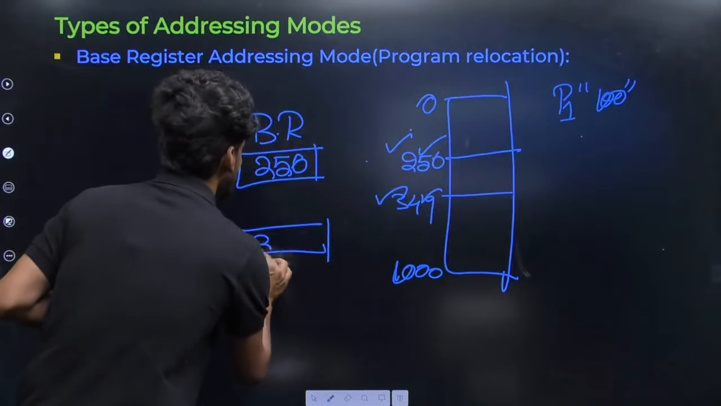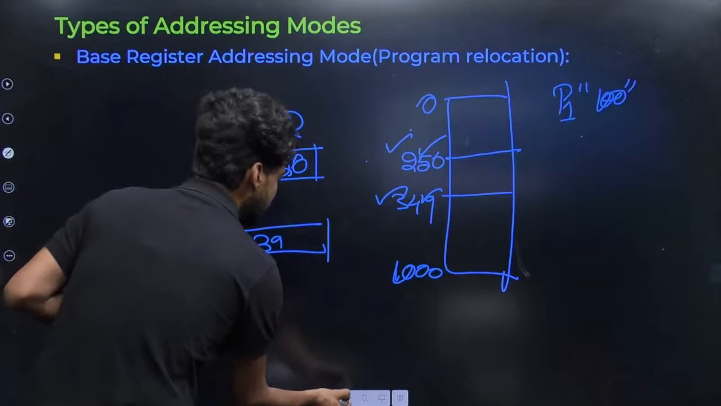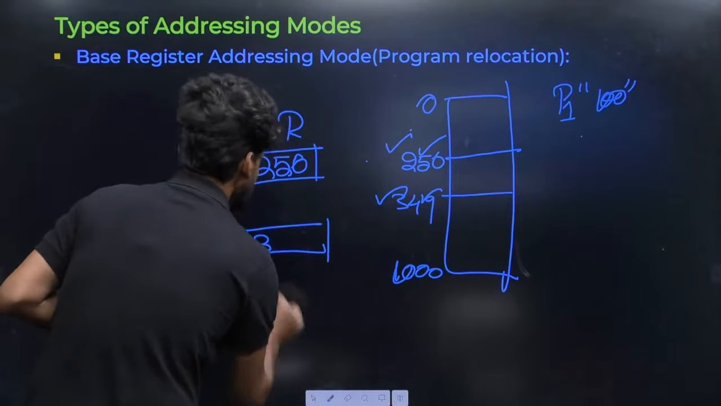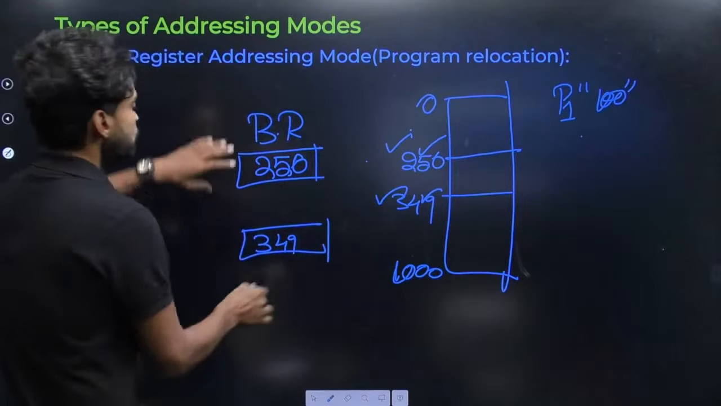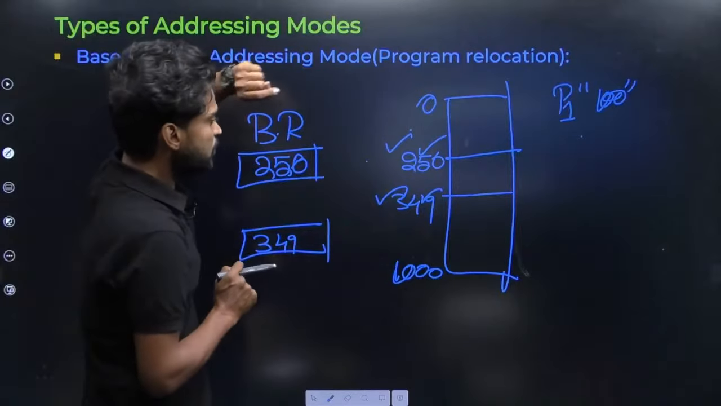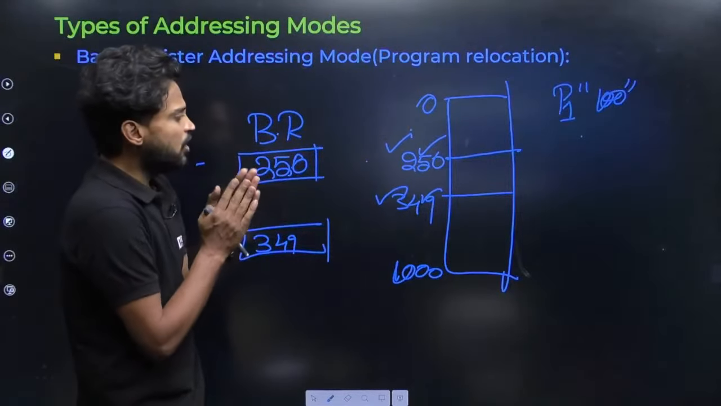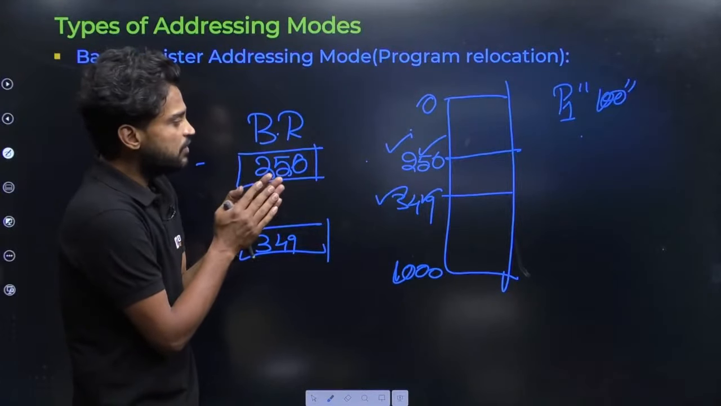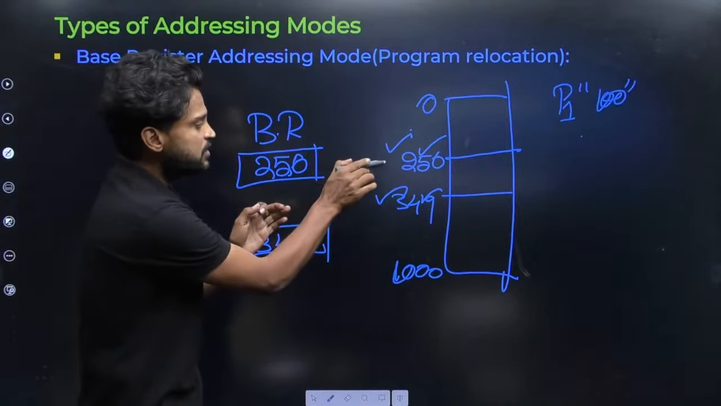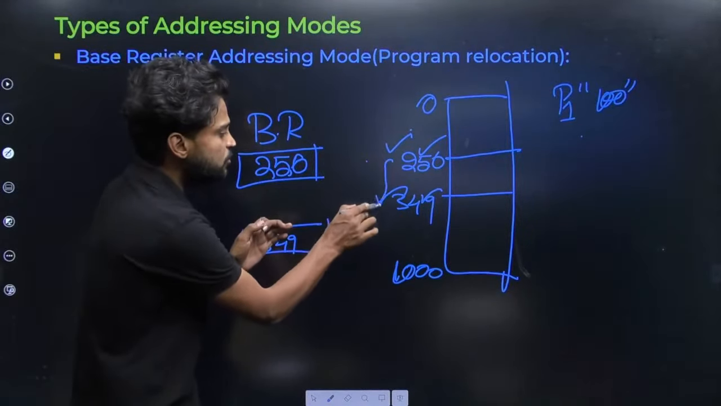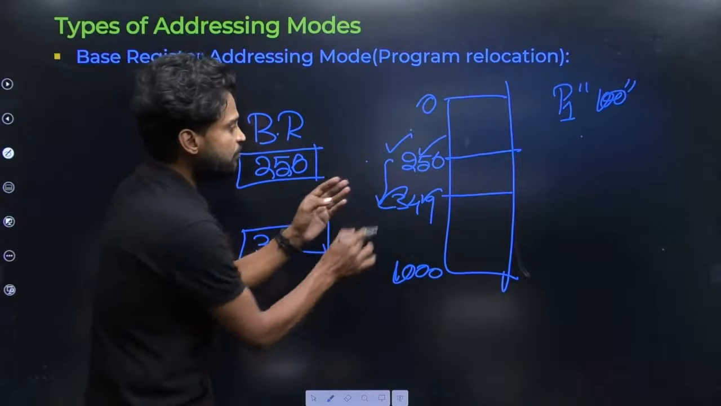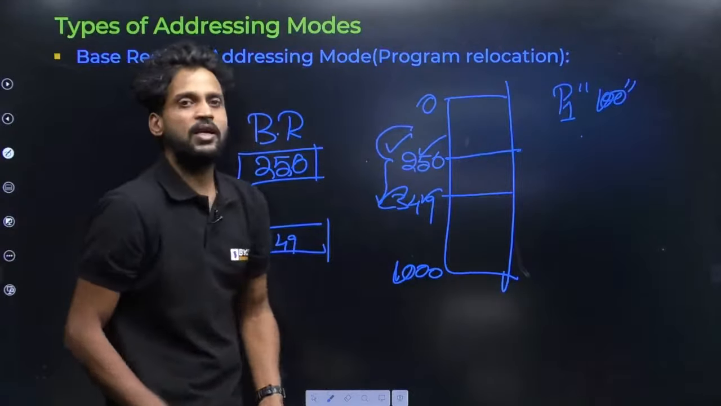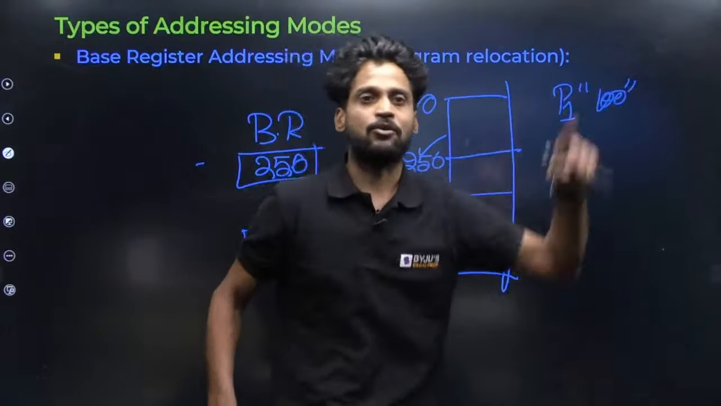What is the limit register? The limit register holds the final address, 349. So the operating system checks: while this program is executing, all the time it will check that the program is executing only between 250 and 349. If the program tries to access any other location, the operating system will immediately kick this program out.